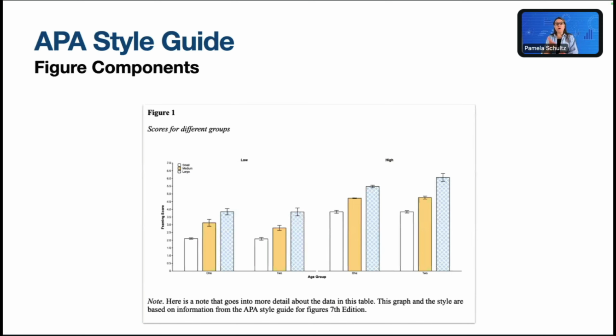So this would be a completed figure. This is one that I made in DataGraph. And the figure itself has a number, has a title, again, has the note at the bottom, but there is something wrong with this figure. Can you see what it is on your screen? There is a problem with this.